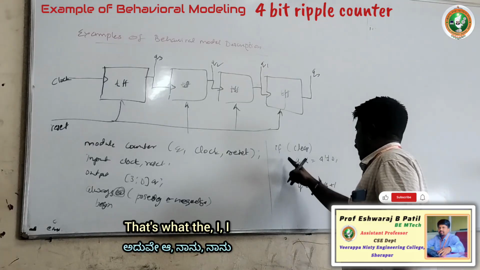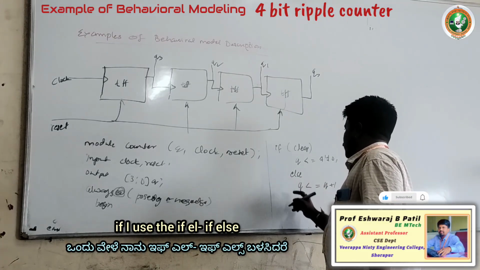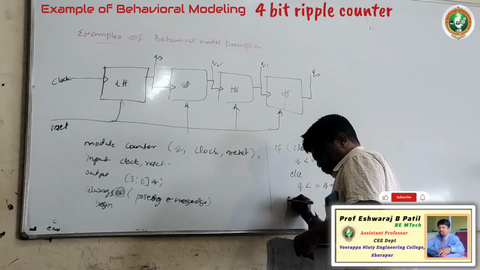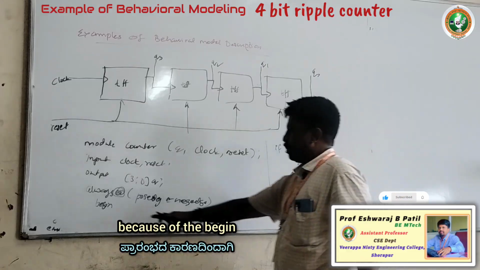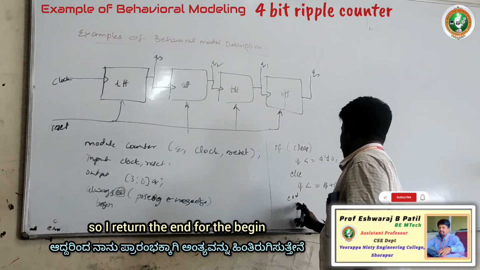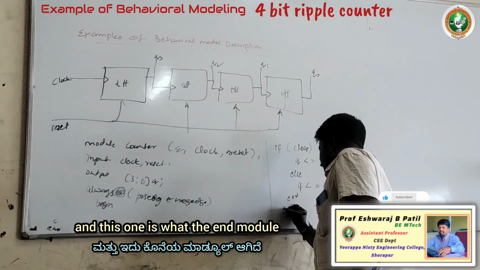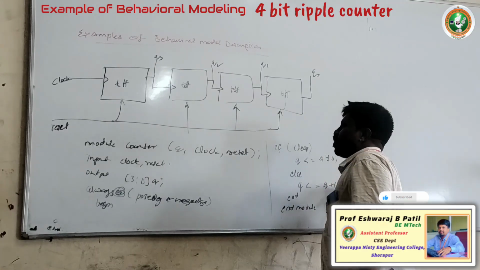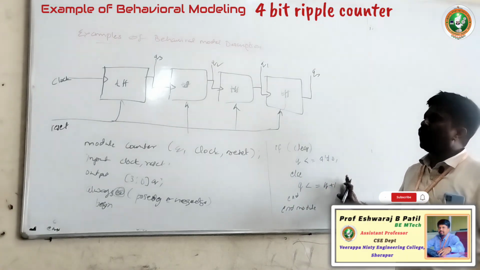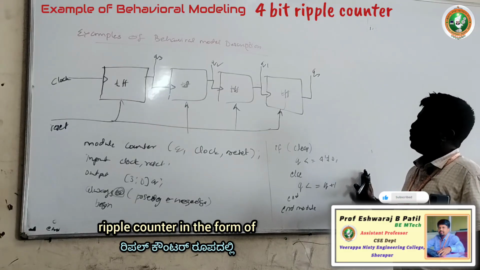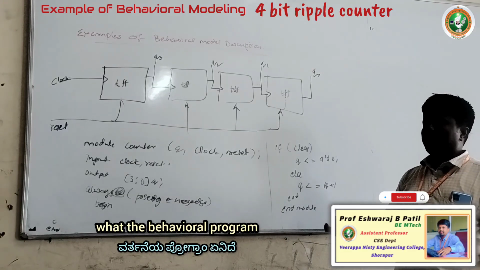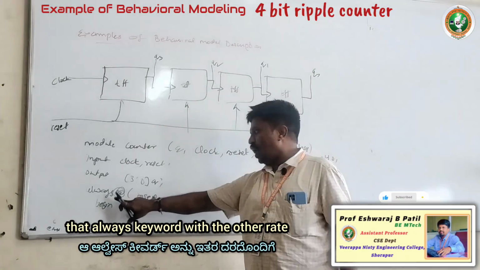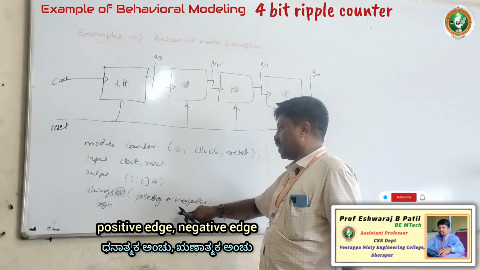If I use if else, then I can use end because of the begin. I made the begin here, so I write the end for the begin, and this one is the end module. This is writing the program for the 4-bit ripple counter in the behavioral form.